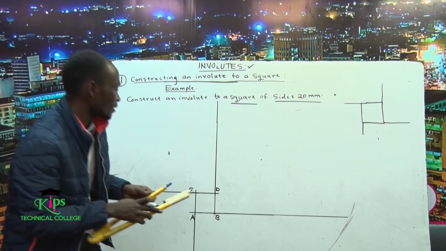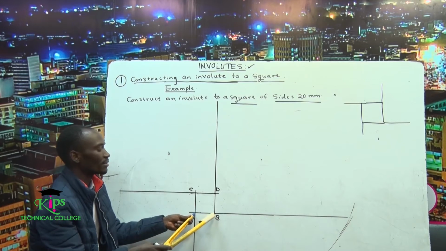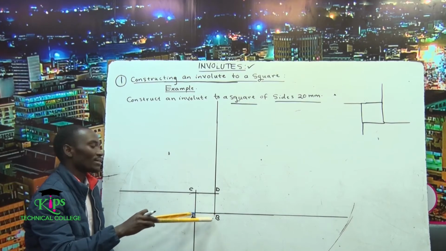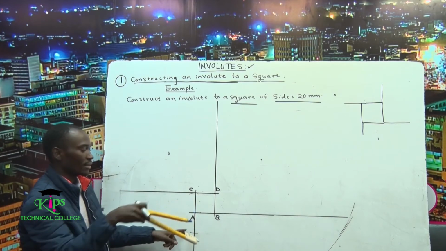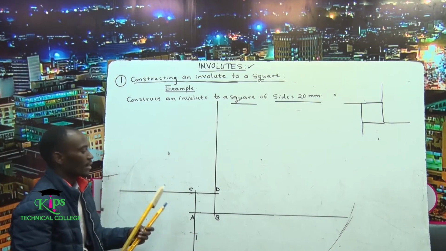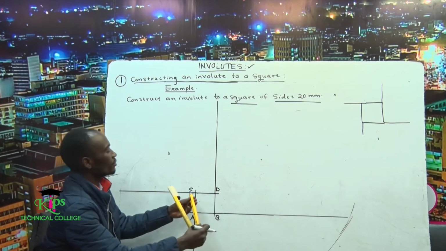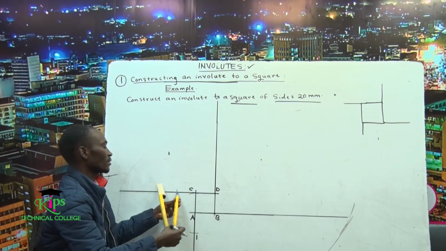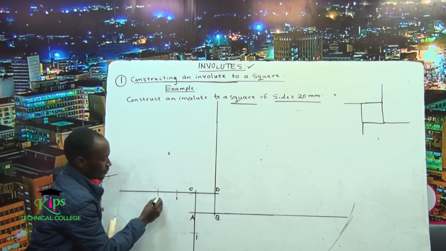So with your pair of compass, using the same measurements, the 20 millimeters that you used to draw the square, you will step at A, then put a mark at this line. Let me label it as 1. Then again, using the same measurements of 20 millimeters, you will step at C, then put 2 marks. So this is 1, 2.